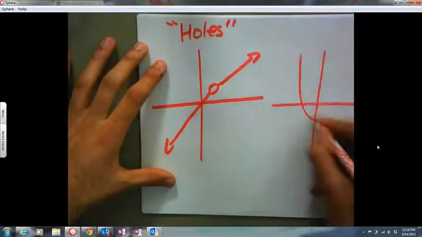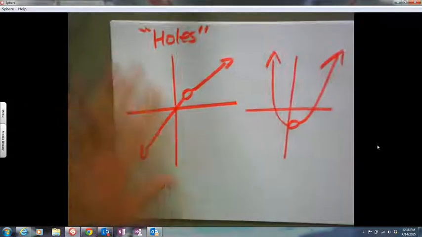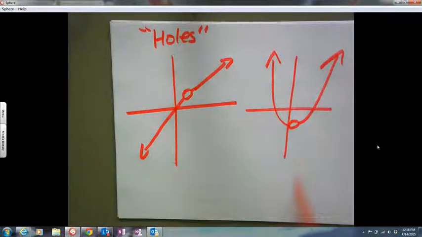Look something like the following, where there is literally a hole in the graph. There's literally a hole in the graph. Now the question becomes, how do we know where there's a hole, where there's an asymptote, and that's where we're going next.